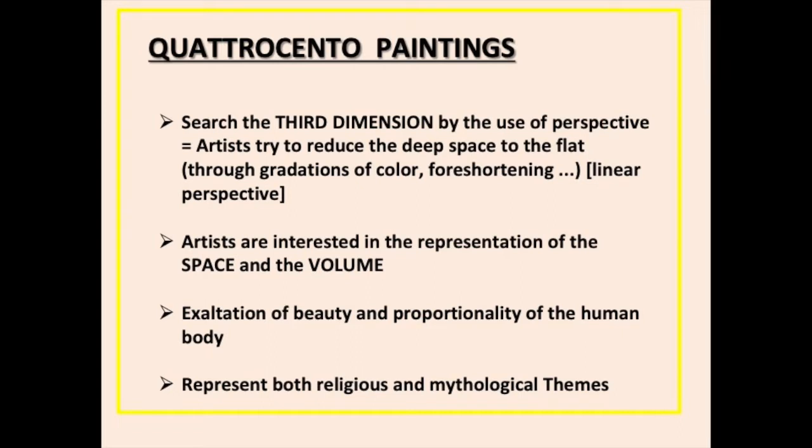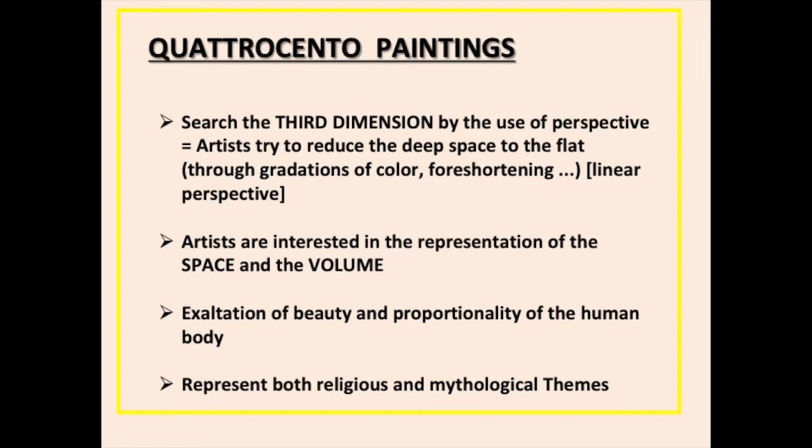In the third characteristic, you see exaltation of beauty and proportionality. Beauty is a mathematical measure. It's a mathematical representation of the human body, the relationship between the parts and the parts with the whole. You remember all these figures we studied about the canon? Yes, we're going to continue seeing these.